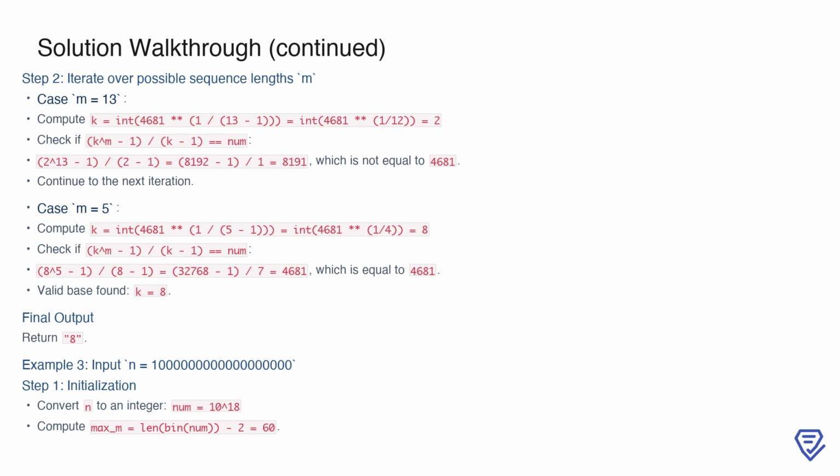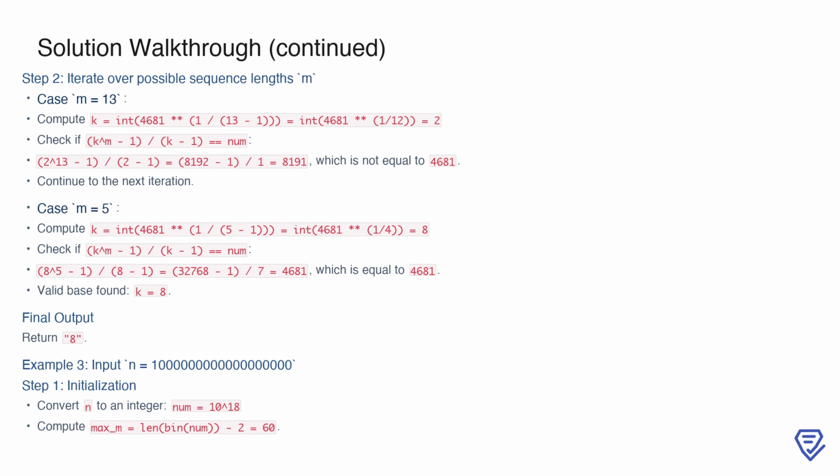In the second example, where n equals 4681, we again start by converting n to an integer and calculating max_m, which is derived from its binary representation. Here, max_m equals 13. For m equals 13, we compute the base k equals int(4681^(1/(13-1))) equals 2. Substituting k equals 2 into the equation, we find (2^13 - 1)/(2 - 1) equals 8191, which does not match 4681.